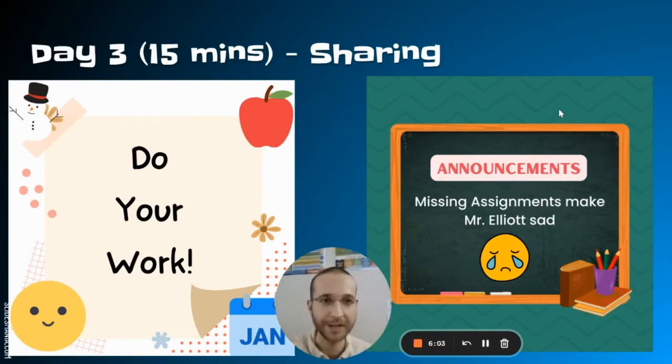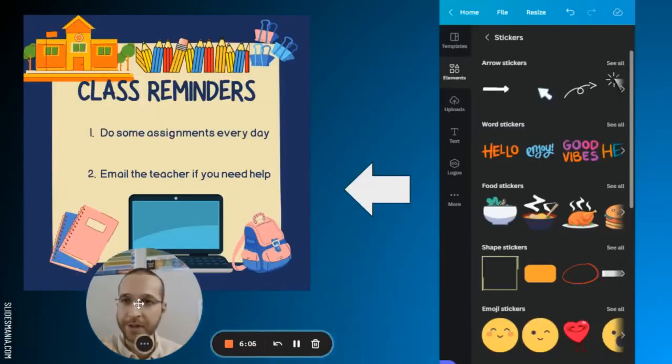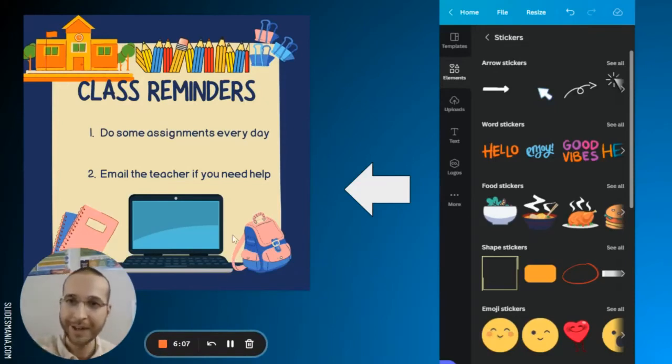Let me show you another on the next slide. Here's another one here, a bit more detail. Class reminders, do your work, email me if you need help, helpful stuff. But what I really wanted to highlight here is on the right side. There is a button on Canva in the left menu. It's called Elements. And inside the Elements menu, there is an element called Stickers. And it's just like it sounds. It's a whole bunch of crazy, fun emojis, pictures. Some of them even move like GIFs. It's really cool to see.